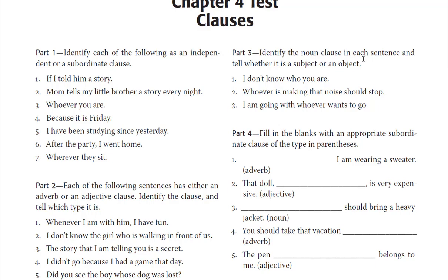Identify the noun clause in each sentence and tell me whether it is a subject or an object. I don't know who you are. So this is a noun clause used as an object. Whoever is making that noise should stop. This is a noun clause used as a subject. I am going with whoever wants to go. And this is a noun clause used as the object of a preposition.